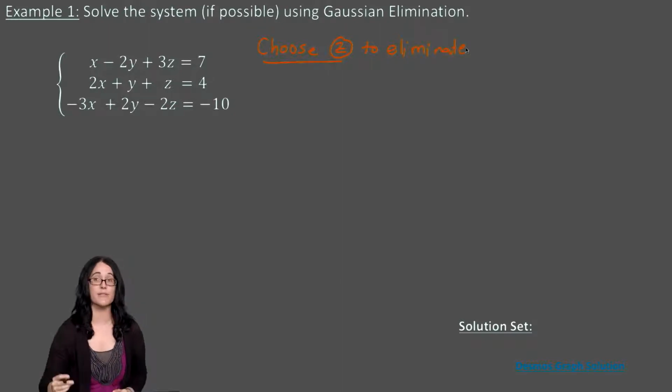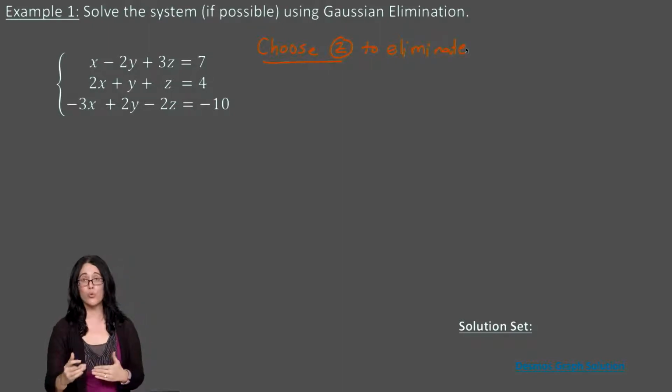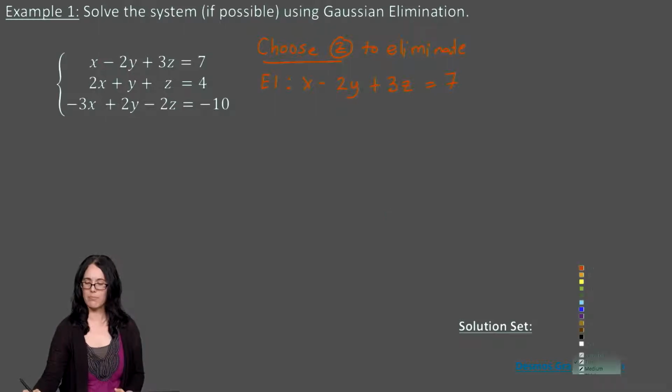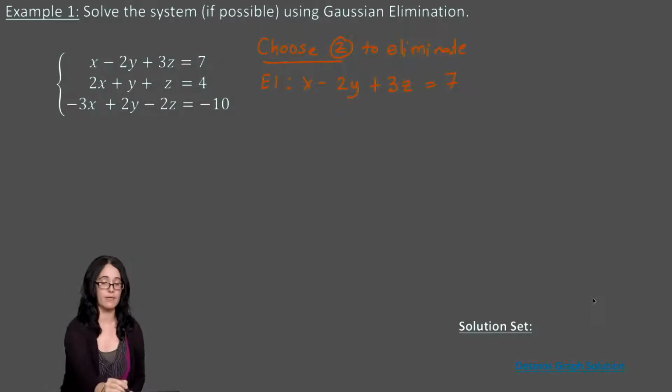Once you've made that choice, you would then work with two equations at a time to get z to go away, basically. So I'm going to choose equation 1. If I copied equation 1 right now, I would have x minus 2y plus 3z equals 7. And equation 2, what would I need to multiply equation 2 by in order for z to go away? Let's think about that. Well, negative 3, exactly. So let's do that. Negative 3 times equation 2.